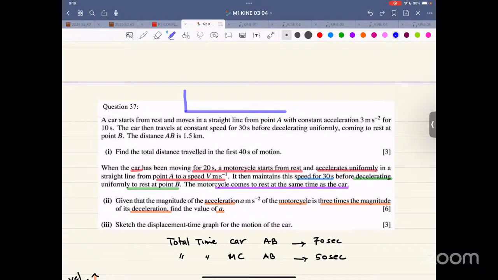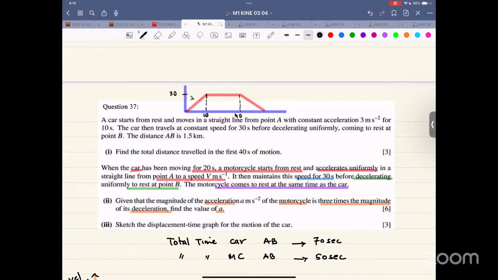So now first thing first, that is like this, and like this. So now 3, 10 seconds. So that is 3 and 10 seconds. So V over 10 is 3. Therefore, V comes out to be 30, at the constant speed for 30 seconds. So therefore, this is 40 now. This is labeling coming to rest at B.